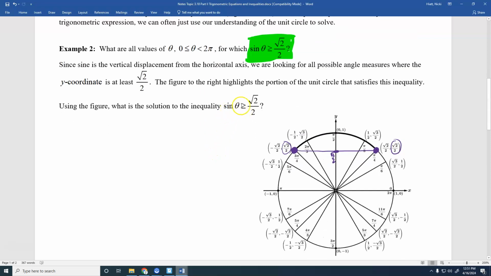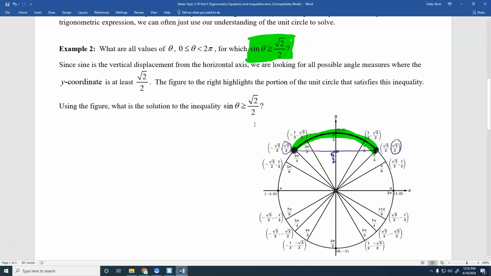Where is sine going to be greater than or equal to square root of 2 over 2? Above that line or below the line? Above that line, right? So that means that this section of the unit circle is where sine has values that are greater than or equal to square root of 2 over 2. And if you look at the y values that are there, square root of 3 over 2 is bigger than square root of 2 over 2. 1 is bigger than square root of 2 over 2. This one is another square root of 3 over 2, still bigger. So all of the values here are greater than square root of 2 over 2.